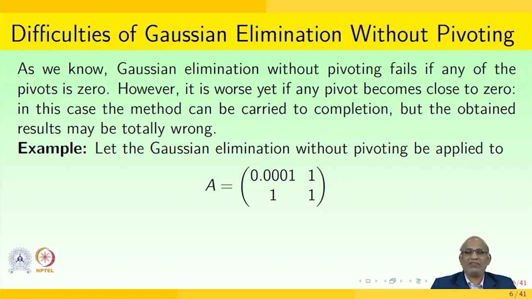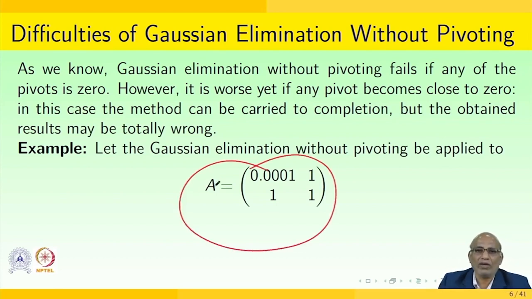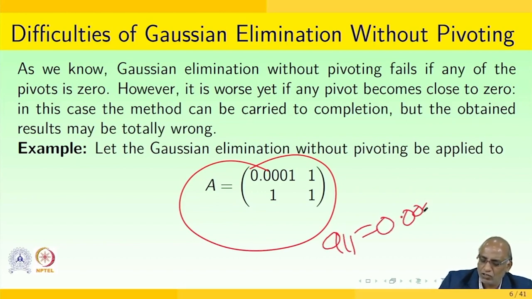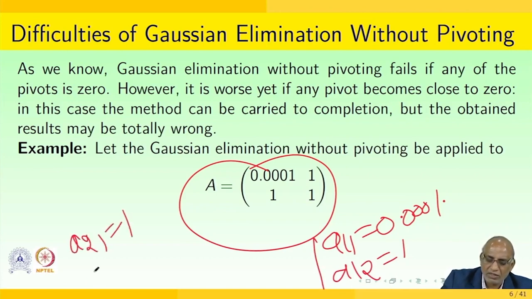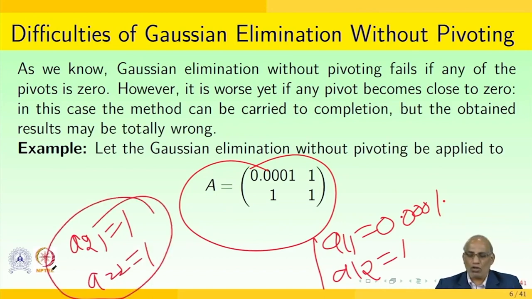Let us see this from this example. Let the Gaussian elimination without pivoting be applied to this matrix. What is the speciality of this matrix? A11 is 0.0001. A12 is 1. A21 is 1. A22 is 1. So A11 is a very small value compared to all other elements in that particular matrix. So we should be very careful while handling this matrix.